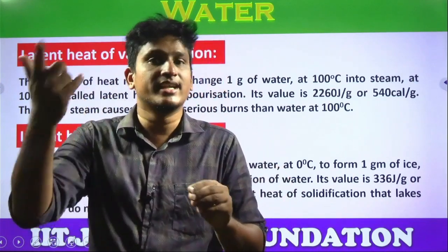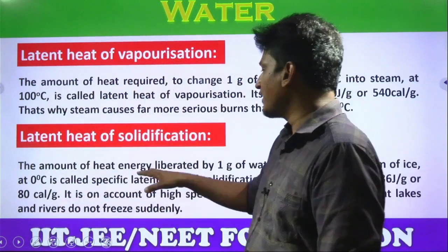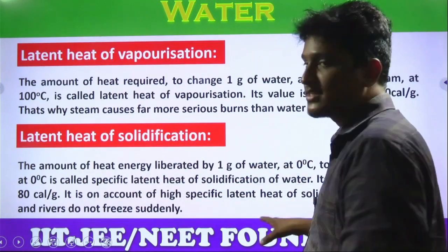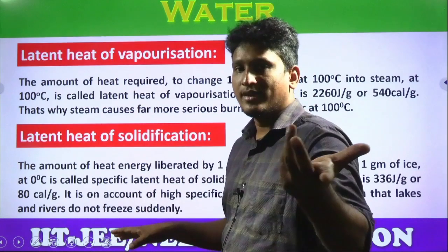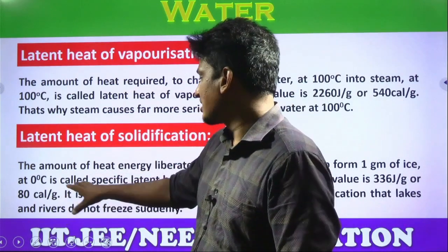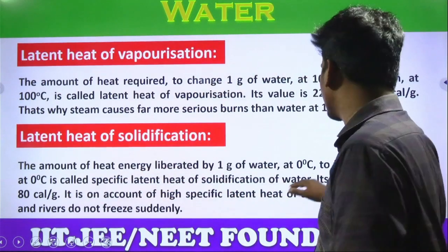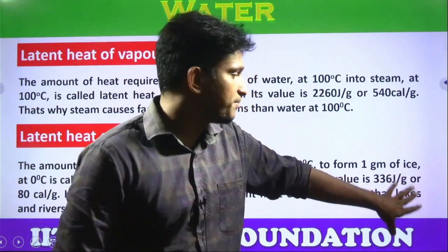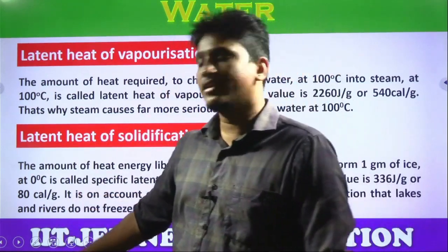Energy is liberated, released. So the amount of heat energy liberated by a specific amount of water at 0 degrees Celsius, the melting point or freezing point, to form the particular amount of ice is called the latent heat of solidification of water. Its value is 336 joules per gram or 80 calories per gram.